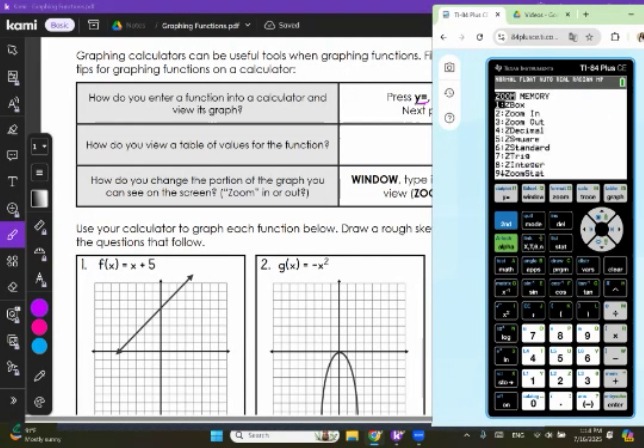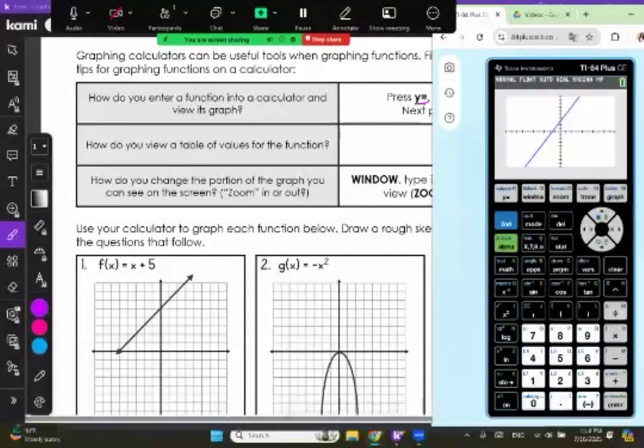So Zoom 6 standard, that's your standard window. That's your regular 10 by 10 graph. And it goes back to, it's reset basically. Goes back to the way it should be, right?